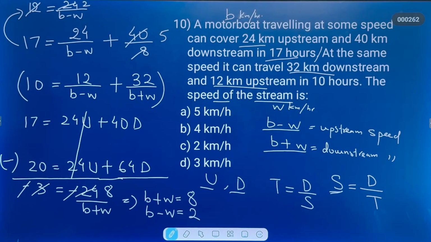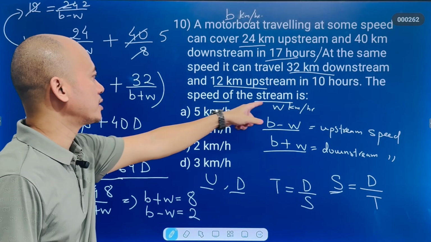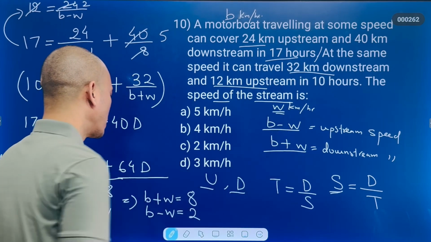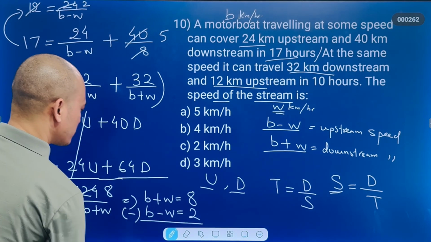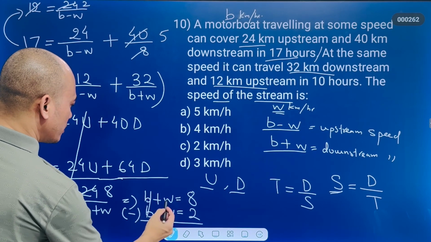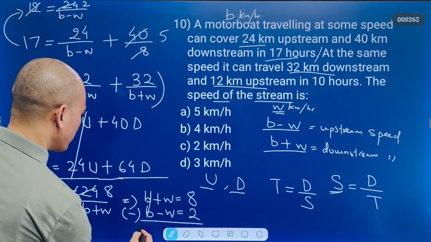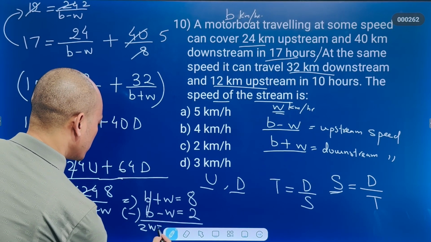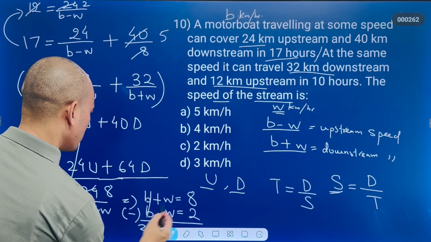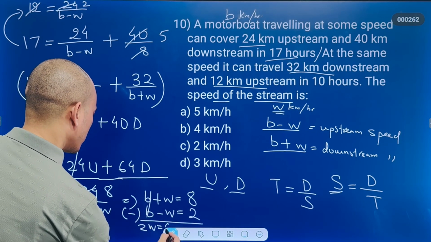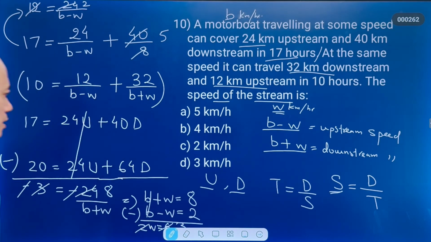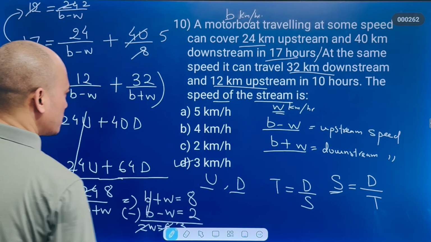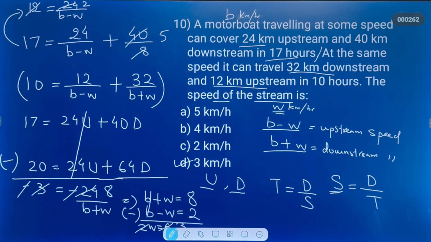So B minus W is equal to 2. Now you can easily find the speed of the stream. We want the speed of the stream. Speed of the stream is W. We want to find W. So just subtract this equation. B minus B cancel, W minus will be plus. So 2W will be equal to 8 minus 2. This is 8 minus 2, 6. So W is equal to 3, as 2 3s are 6. So 3 is the correct answer here. 3 km/h.